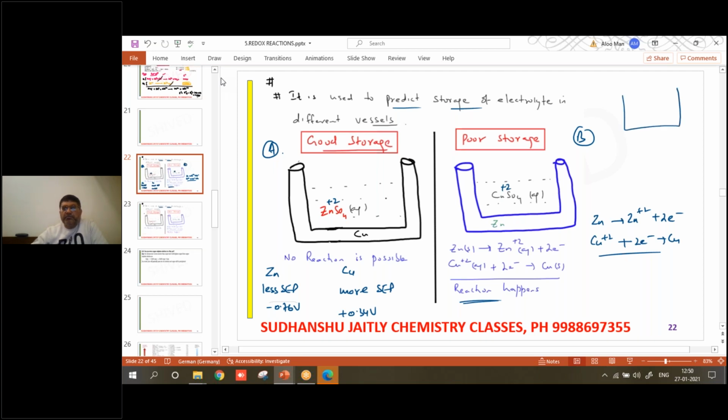In general, the vessel where you want to store must have more SEP than the element you are going to store as an electrolyte or as a salt in that. There should be no reaction. And remember, जिसका reduction potential ज़्यादा है उसने reduce ही होना है, and जिसका reduction potential is lesser उसने oxidize ही होना है. The horse will not eat meat. The lion will not eat grass. So this is going to be similar to that.